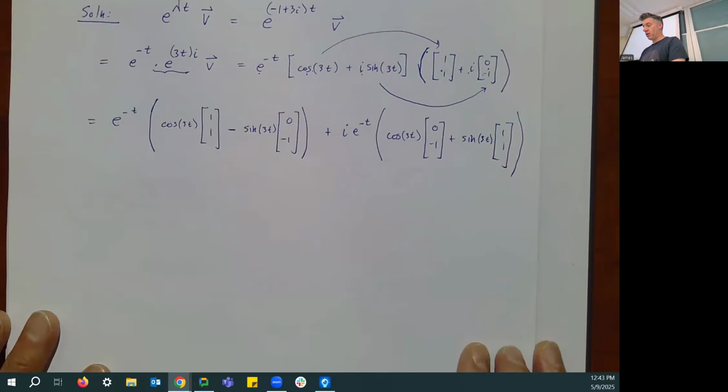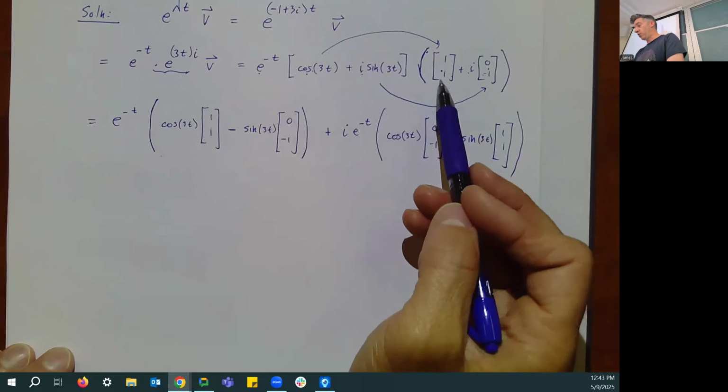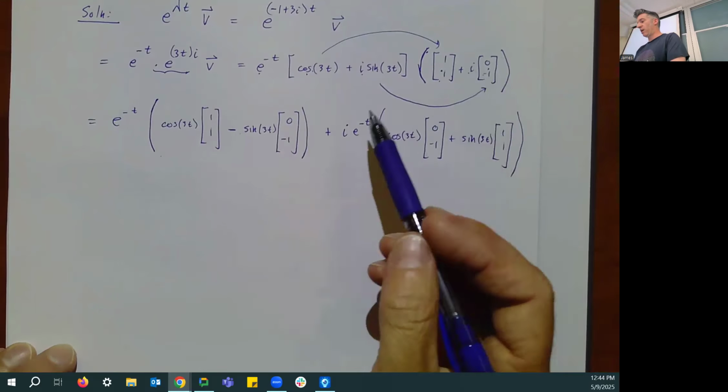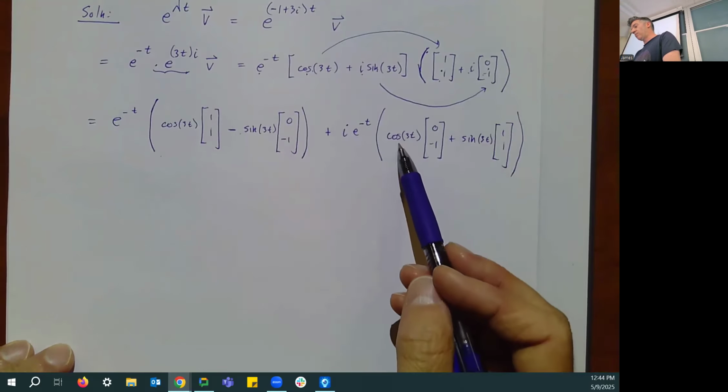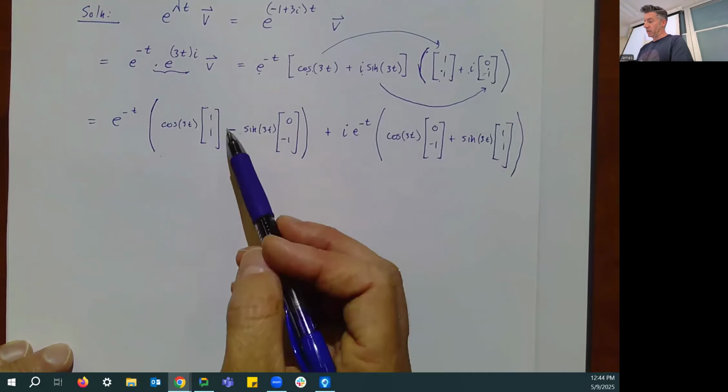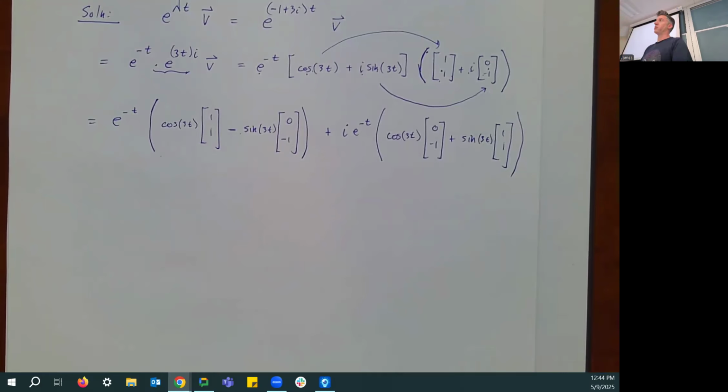And it always works this way. It's always going to be cosine times the real part of the eigenvector minus sine times the imaginary part of the eigenvector, plus i times cosine times the imaginary part of the eigenvector plus sine times the real part of the eigenvector. And it's always the minus here and a plus here. Always, always, always. I don't love doing it this way. It's not my preferred way of doing it, but it works totally fine.